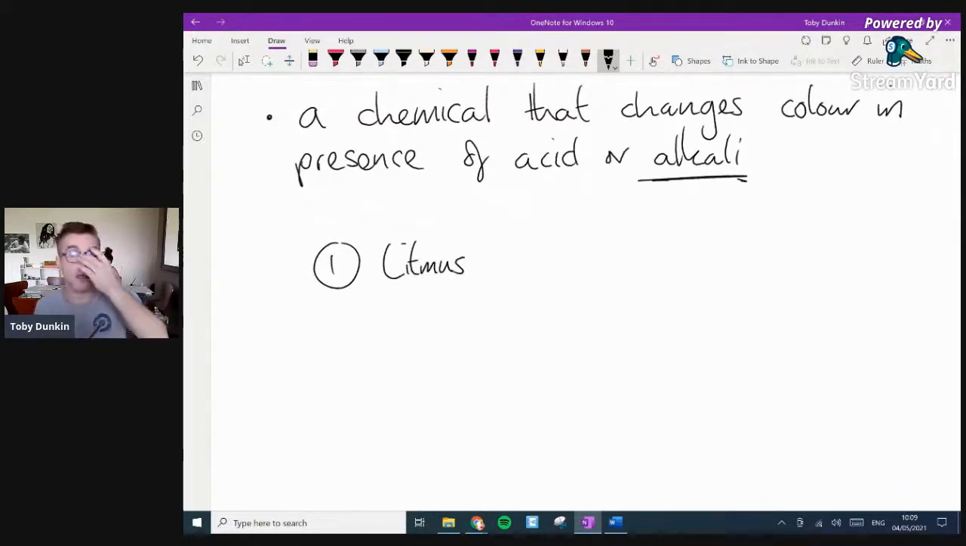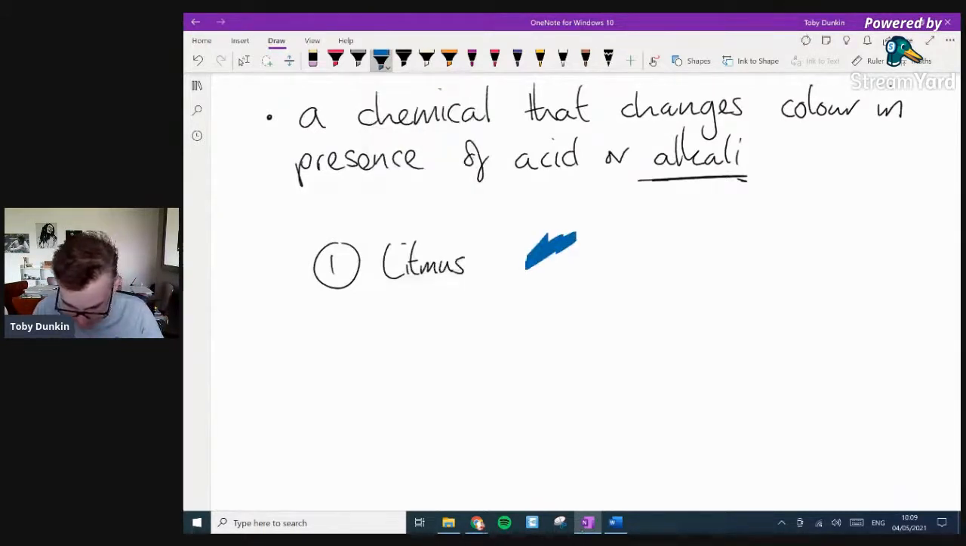So litmus paper, which is commonly what you guys see it as. By the way, litmus is actually a liquid. It's a solution, and it's just been put onto paper. It's been dissolved in water, and they put the paper in it. The paper soaks it up, so it becomes litmus paper. So litmus paper. There are 2 colors of litmus.